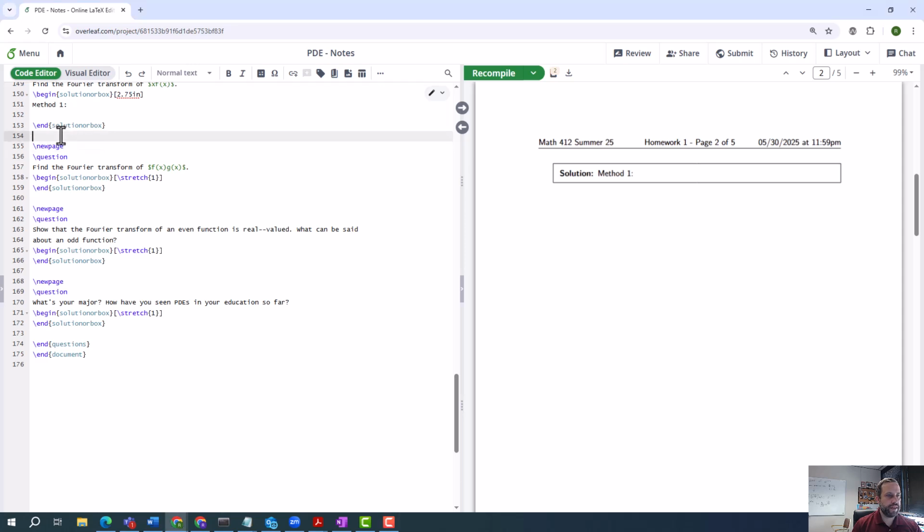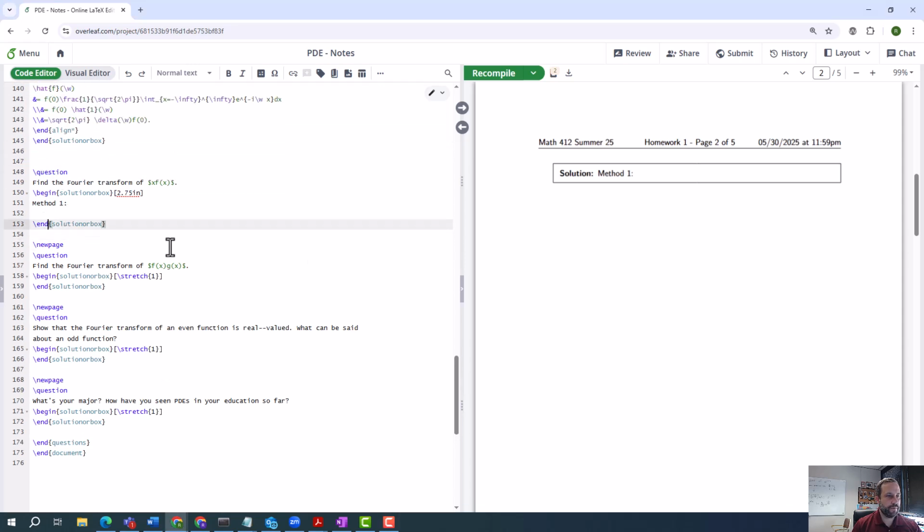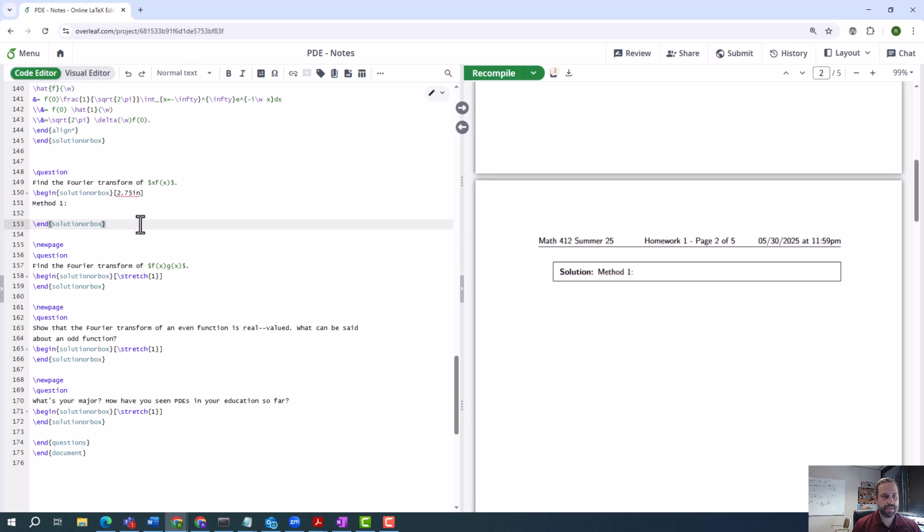Okay, so I want to find the Fourier transform of x f of x. This is a problem I'm working on now. I'm going to do it two ways. Method one is going to use duality, this kind of Fourier transform, inverse Fourier transform duality. So I'm going to recall the following facts.